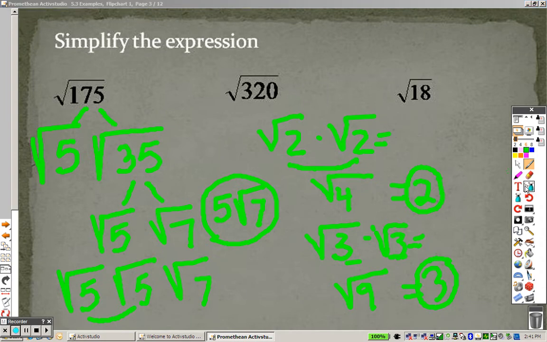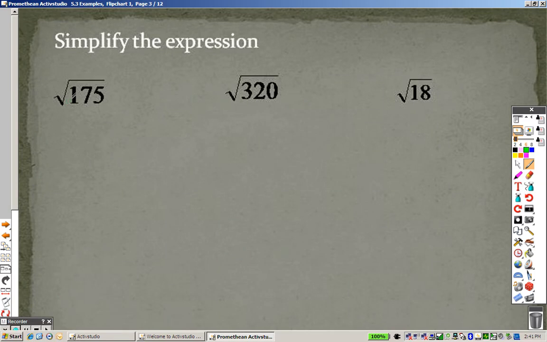Here's another way you can think about it. If you remember your common roots, square root of 25 is a common root, right? 25 times 7 is 175. What's the square root of 125? That can simplify to 5. 5 root 7. I'm done in one step. That's another way you can look at it.